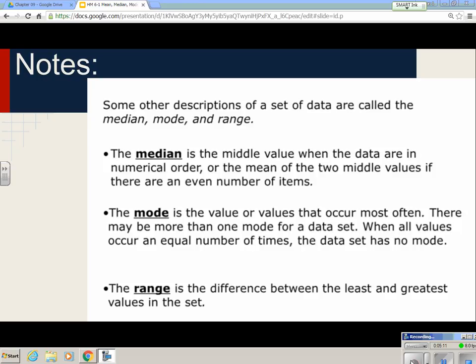All right, so remember it's MMMR that we're learning today. We did the first M. The other two M's and R are right here. These are the other things that you can use from a data set to find. So I do want you to write these down.